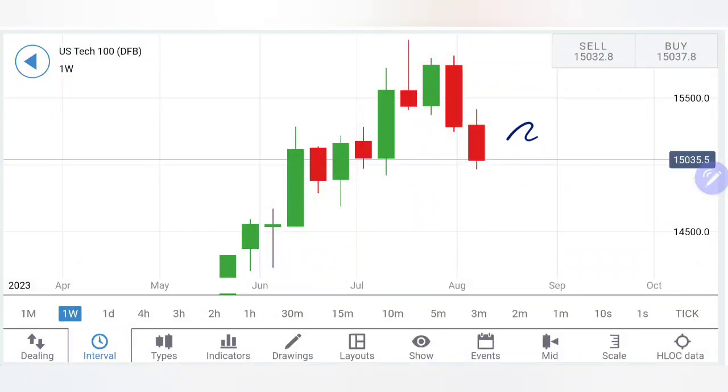Nasdaq 100 yielded another bearish week, but the bearishness was not as strong compared to what we saw the preceding week. It has failed to stay below 15,000 levels and has closed the week above 15,000 levels. So now what to expect? As we can see, there is a diminishing bearishness. Can we expect it to bounce back from here, or is it going to break on the downside towards 14,600?